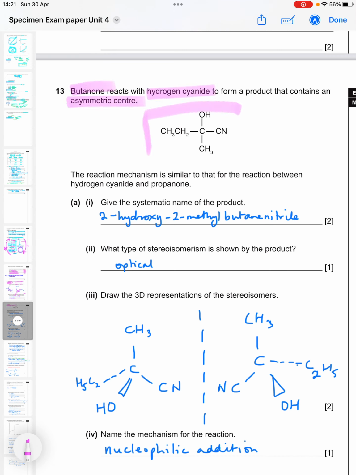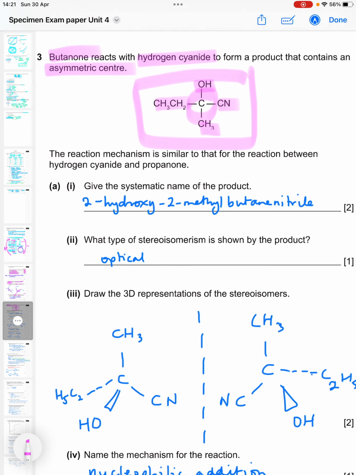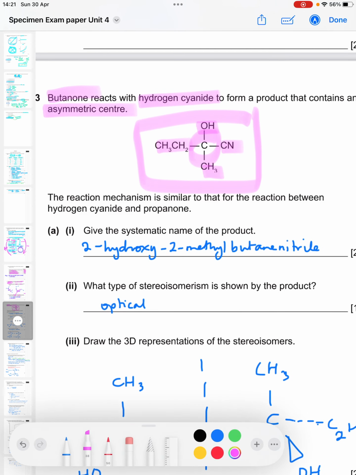13. Butanone reacts with hydrogen cyanide to form a product that contains an isomeric centre, and here it is. So we've got 1, 2, 3, 4 groups around this chiral carbon in the centre. So the reaction mechanism is similar to that for the reaction between hydrogen cyanide and propanone. Give the systematic name of the product.